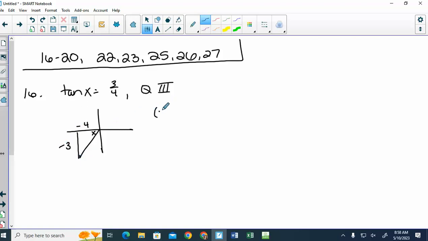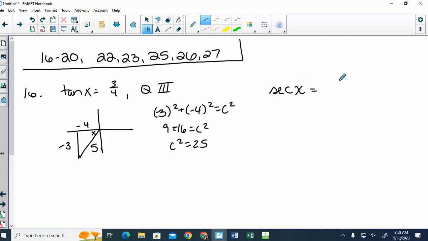Then if you do Pythagorean theorem, -3 squared plus -4 squared equals c squared. You get the hypotenuse to be 5. So then you're asked to find secant. Secant is hypotenuse over adjacent. So you get -5/4.